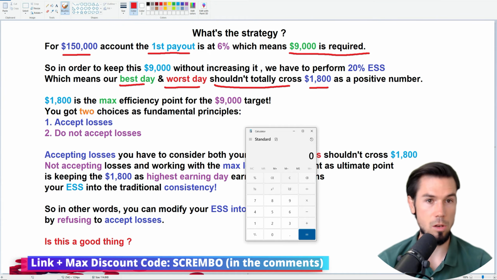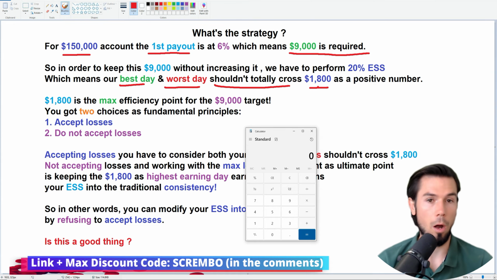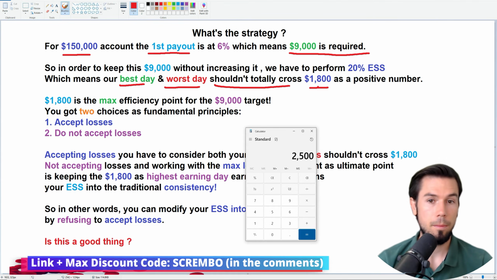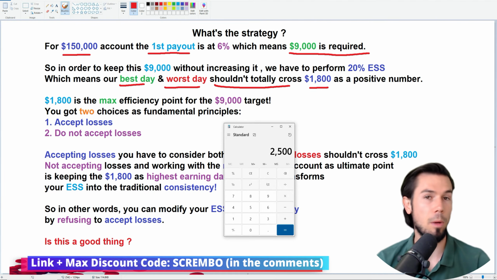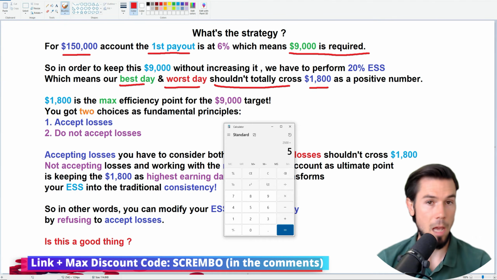If you're crossing this value, then you have to make more than $9,000, because this is the only way your equity stability score will be 20% or less. Right? So, for example, if you're not at 1,800, but you are having the best day plus the worst day at 2,500, you only have to multiply that times 5 and you discover how much money you need to make in order for this 2,500 to be worth 20% or less. So you just multiply times 5 every time and you discover the value. That's how we do the math.